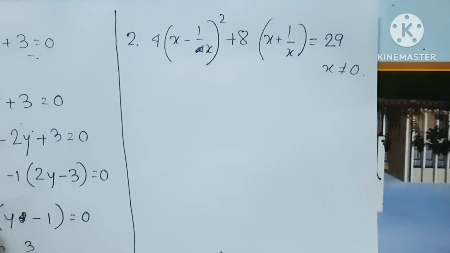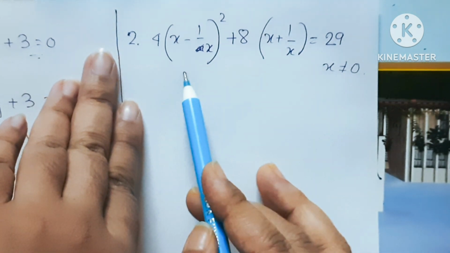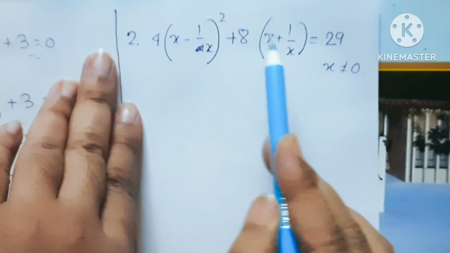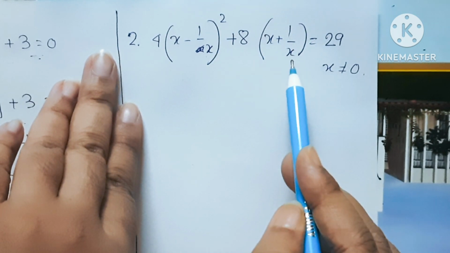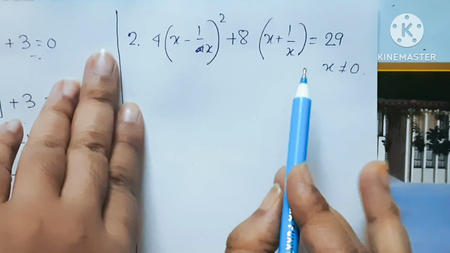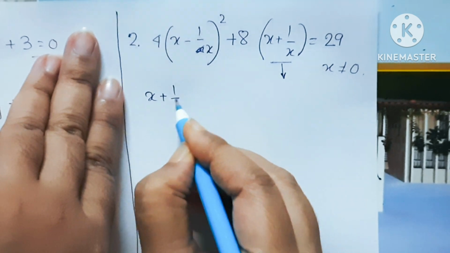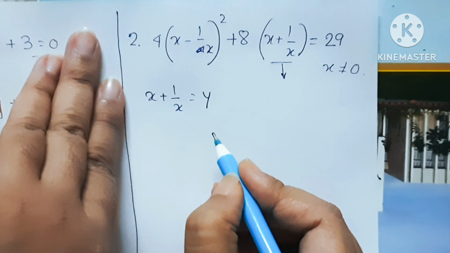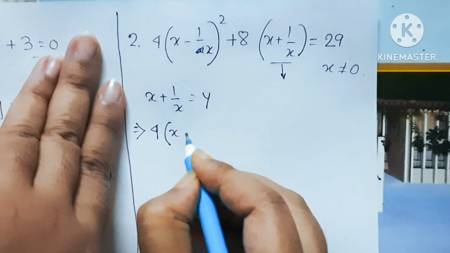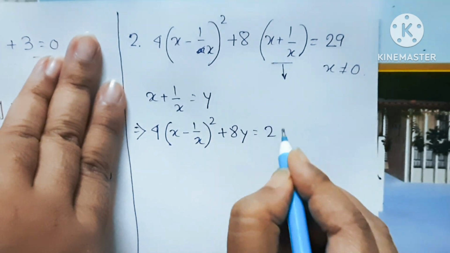Okay. Now, see this one, question number 2. If you get this type of question, how will you solve it? See, x minus 1 by x square, and here it is x plus 1 by x. Now, you have to take this one equal to y. Which one? This one. I am taking this one equal to y. So, x plus 1 by x equal to y. Okay. So, from here you can say 4 into x minus 1 by x whole square plus 8y equal to 29, right?